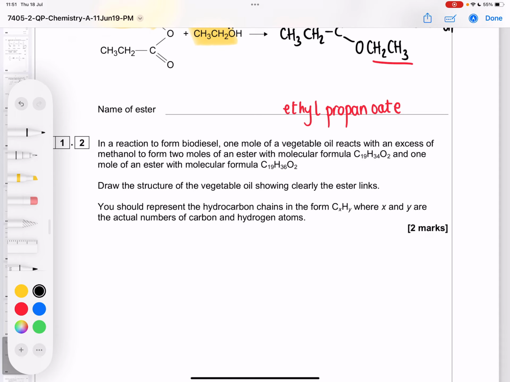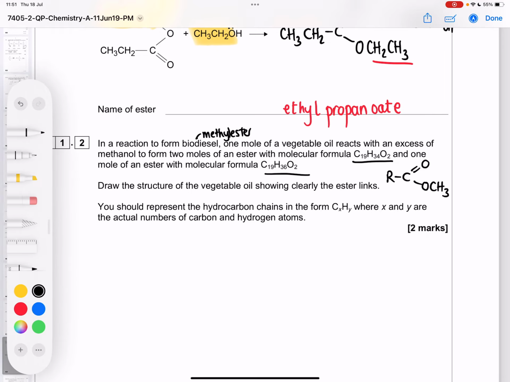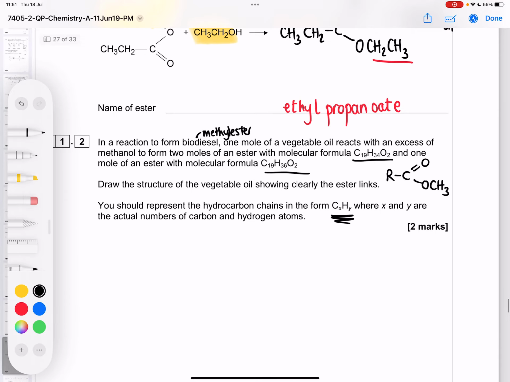In a reaction to form biodiesel, so this is the methyl ester of a long chain carboxylic acid from the vegetable oil. 2 moles of an ester with this molecular formula and 1 mole of an ester with this molecular formula. So remembering that our ester goes RC double bond O, OCH3, because it's a methyl ester. It wants us to represent the R part just like this, CxHy. So we need to work that out.